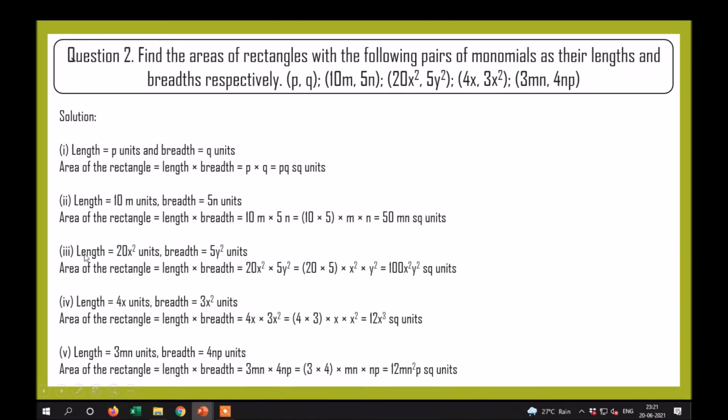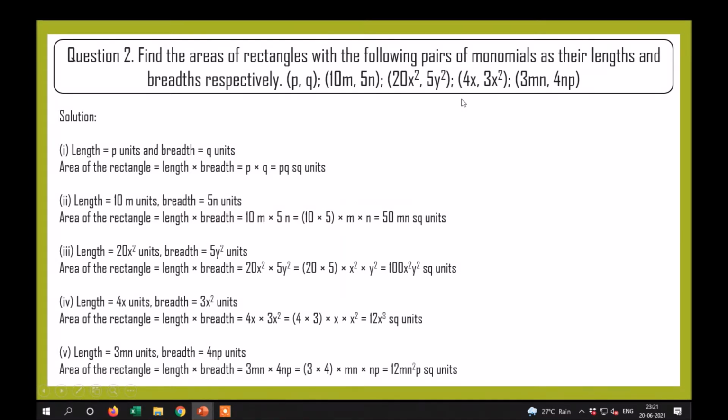Next is 20x square, 5y square. So length is 20x square units and breadth is 5y square units. Area of rectangle is length into breadth. So that is 20x square into 5y square equals 20 into 5 into x square into y square. So it is 100x square y square square units.